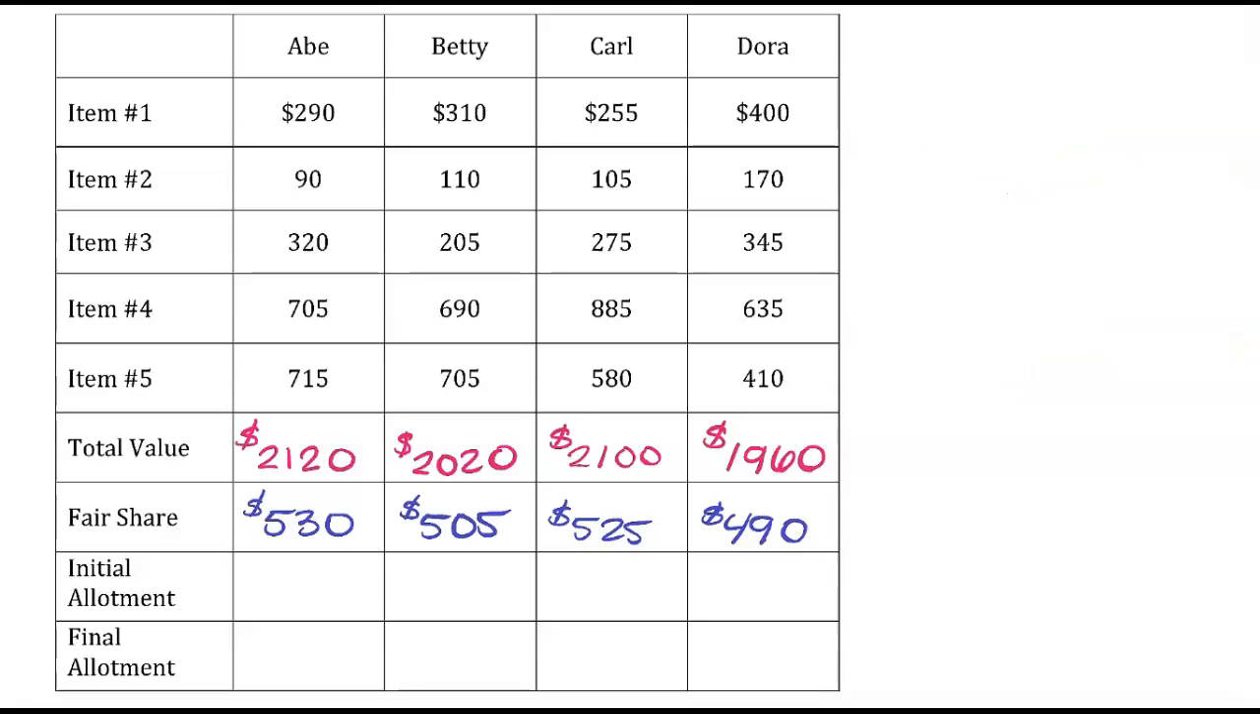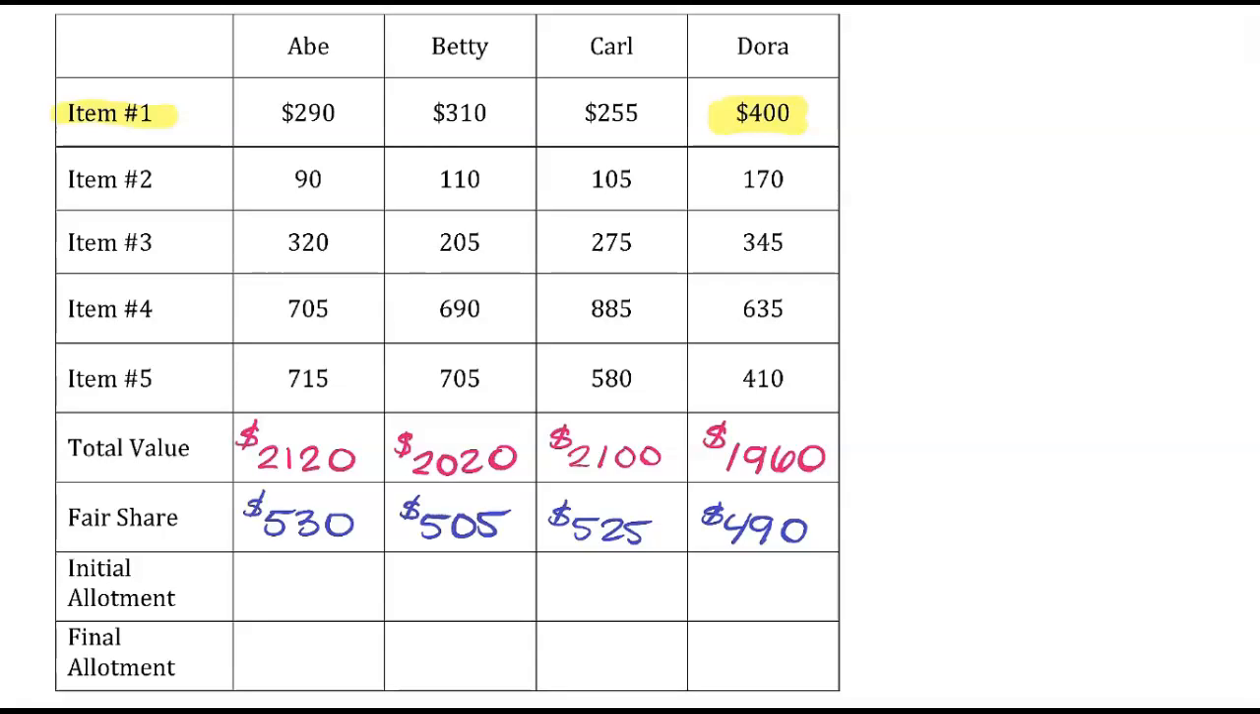The way that the items are distributed in this method is that the player that bids the highest on each individual item wins that item. So let's first look at item 1. Abe feels that item 1 is worth $290. Betty feels that it's worth $310. Carl thinks it's worth $255, and Dora feels that it's worth $400. Dora is the highest bidder, so Dora wins item 1.